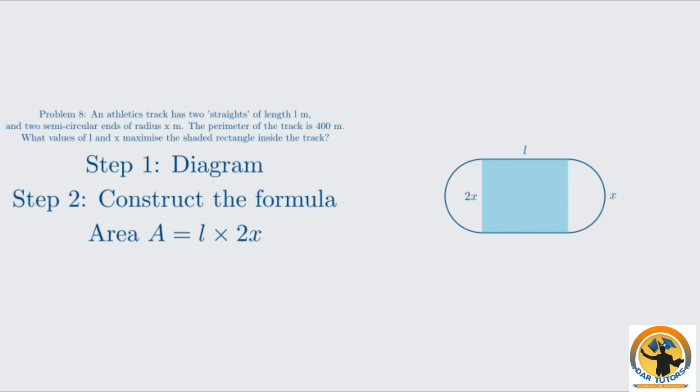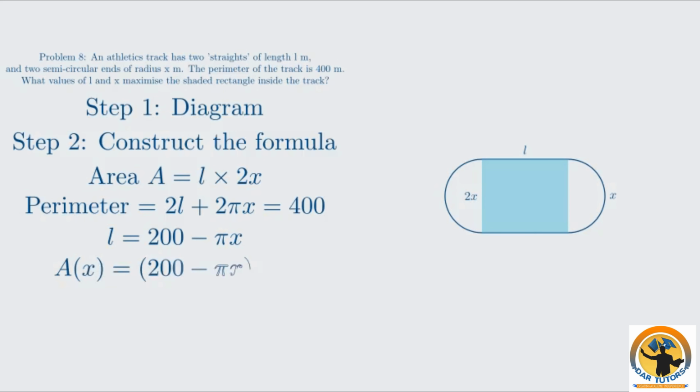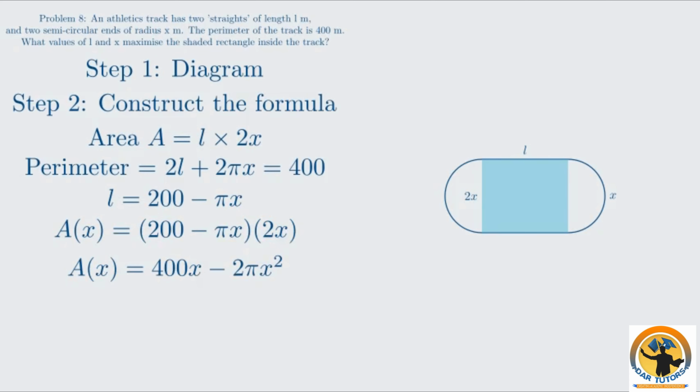The perimeter is the sum of the 2 straight sections and the circumference of the 2 semicircles, which form a full circle. So 2L plus 2πx equals 400. We can solve for L: L equals 200 minus πx. Substitute this into the area formula. A of x equals (200 minus πx) times 2x, which expands to 400x minus 2πx squared.